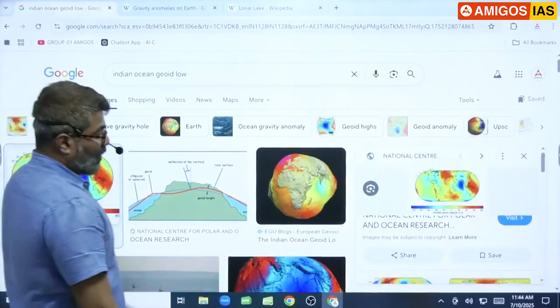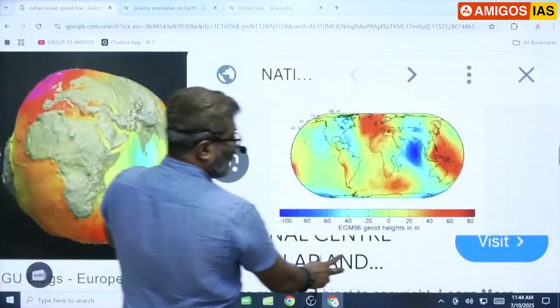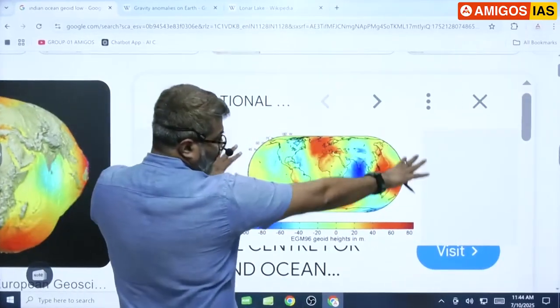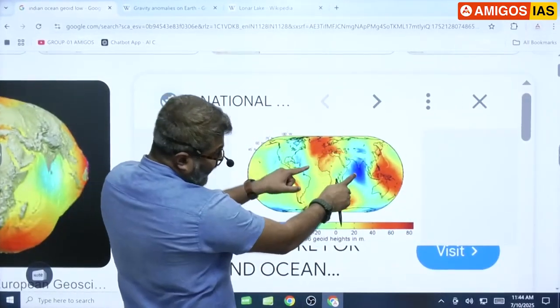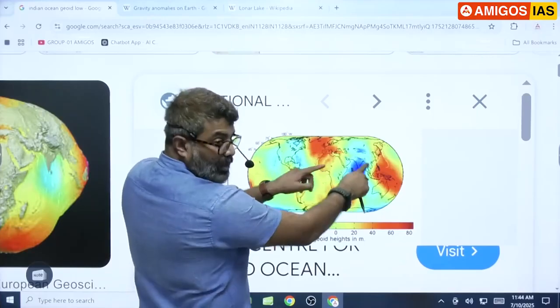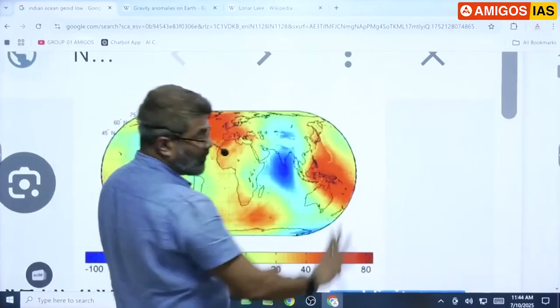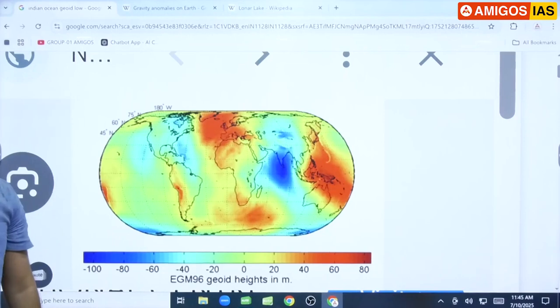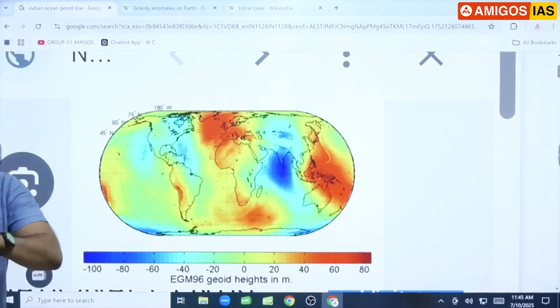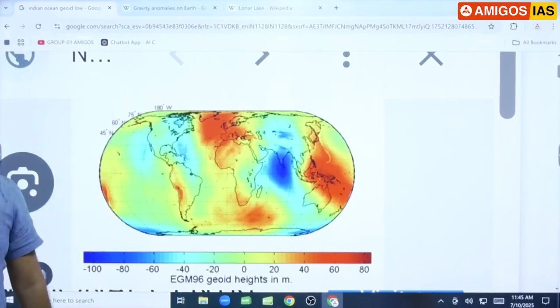Here you can notice across the Earth's surface the variation of gravity. But especially the Indian Ocean, below Sri Lanka, below Kanyakumari, has the lowest gravity. This place has the lowest gravity on Earth than any other place. So this is called the Indian Ocean geoidal low. So we have observed a very large scale gravity anomaly.